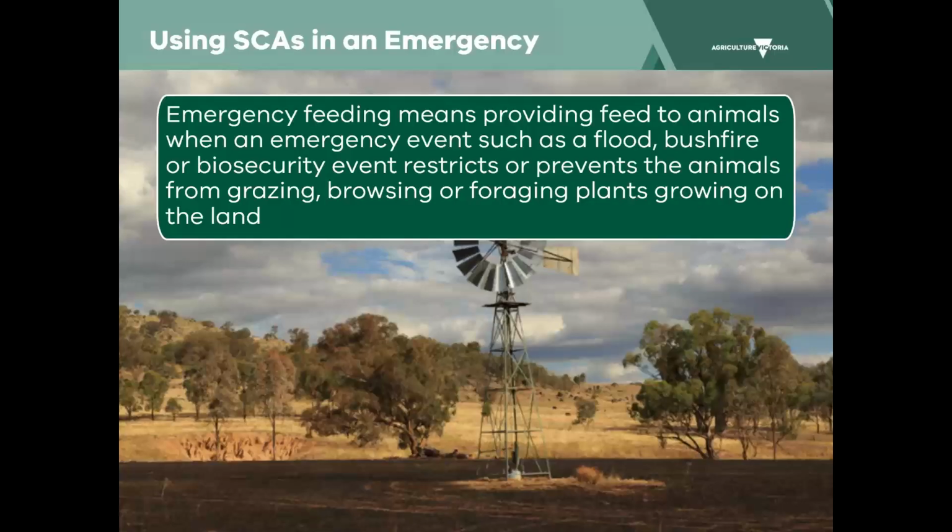And getting towards the end now, so a bit of detail on what we define as emergency feeding. As you would imagine, it's basically feeding animals for biosecurity, fires, floods, any of the major natural disasters where they can't graze pasture. So under that, you can put them in a stock containment area for an extended period because they don't have access to pasture or foraging plants on the ground.